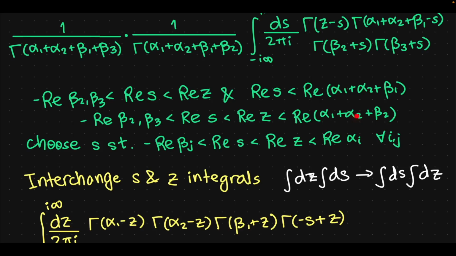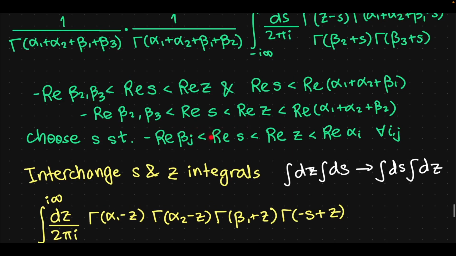Okay, so that takes care of all alphas, alpha 1 and alpha 2 namely, and also takes care of the beta 2 and beta 3. The only thing that isn't taken care of automatically from this formula is the beta 1. So in the case that the negative real part of beta 1 is less than real part of s, we're good. We don't need to do anything else. But in the case that the negative real part of beta 1 is greater than the real part of s, then just choose s such that it lies on the other side of all the betas.